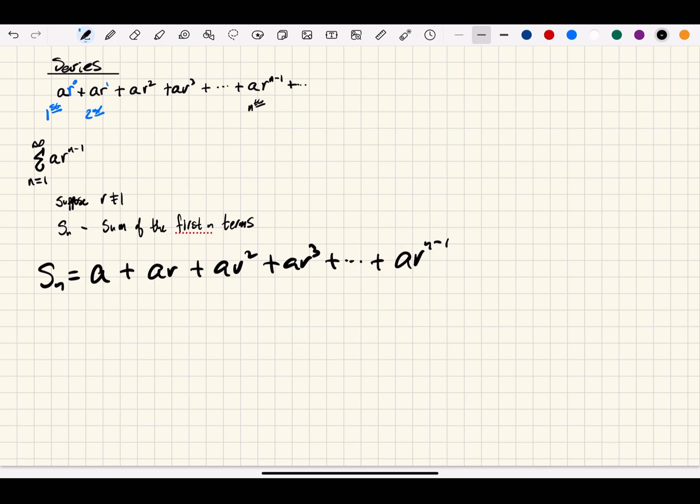So the question is, what if that thing goes on forever? Do I have a finite sum? But at first, let's see what we could do with this to come up with some sort of formula for the finite sum of a geometric series. So let's see if we can come up with a formula for that. Let's multiply both sides by r.